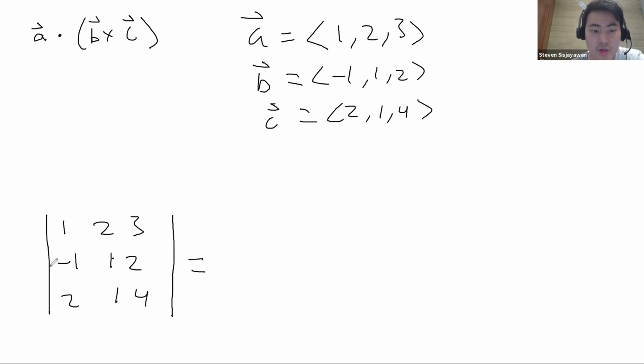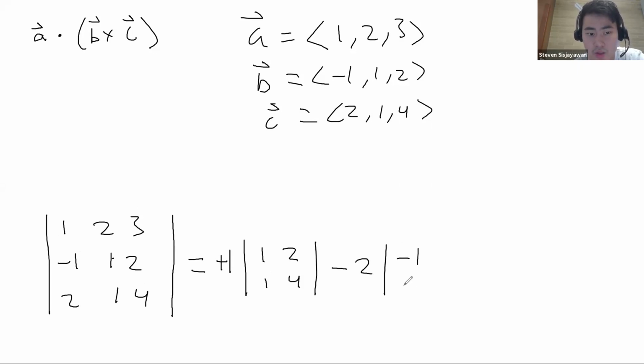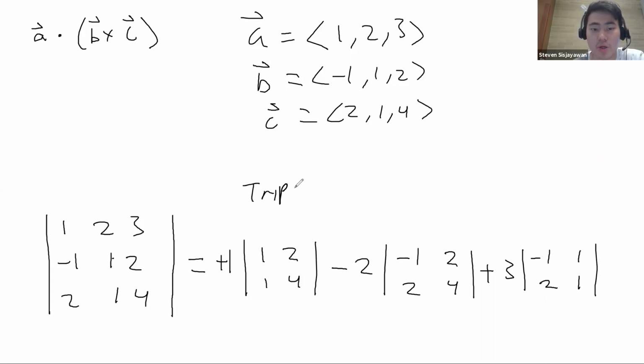So basically we're finding the determinant of a 3 by 3 matrix. Okay. So that's going to be something like 1 multiplied by the determinant of 1, 2, 1, 4, minus 2 times the determinant of -1, 2, 2, 4, and lastly adding 3 multiplied by the determinant of -1, 1, 2, 1. Okay, and that's this new idea of a triple scalar product.